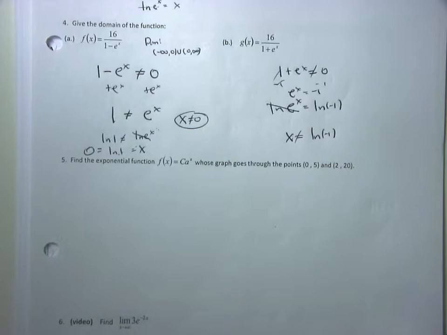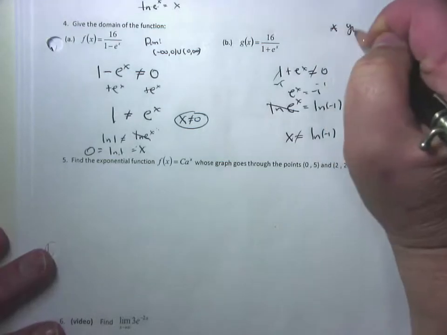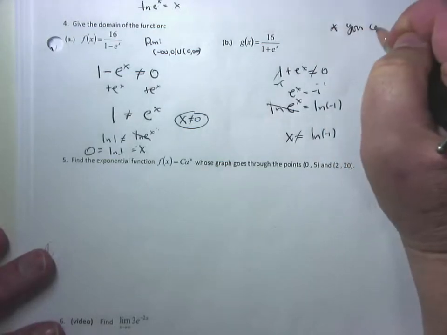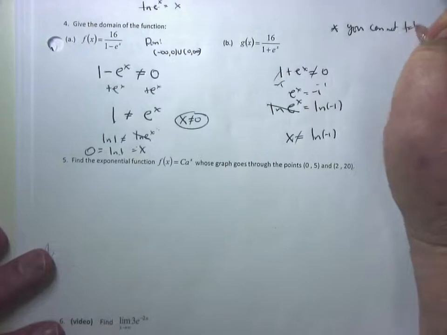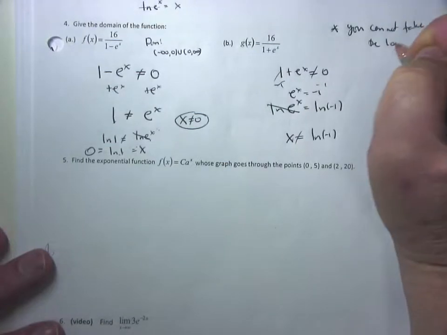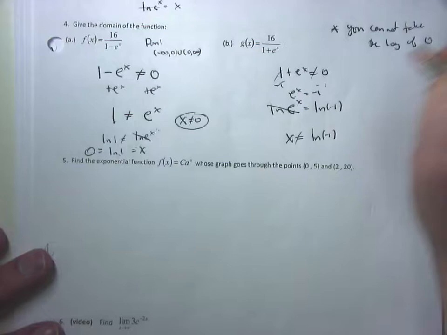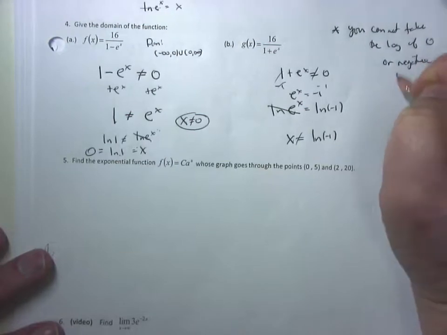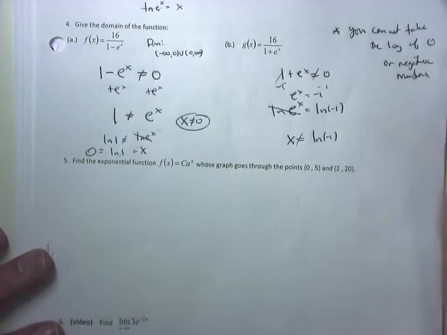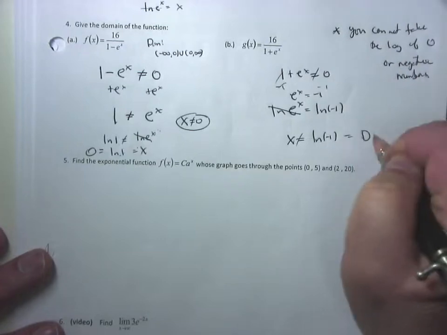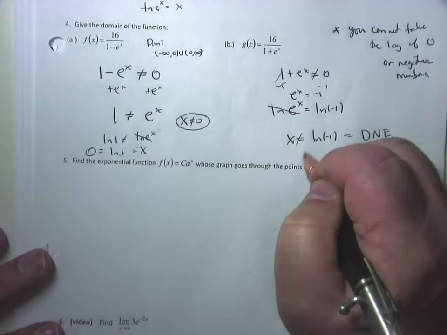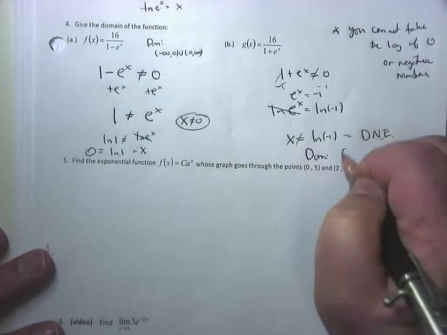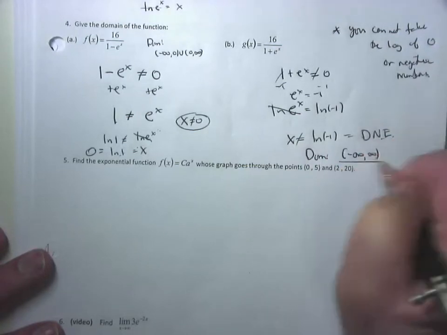Log properties. Non-real answer. You cannot take the log, any log, of 0 or negative numbers. You can only take the log of positive numbers. This thing does not exist. So the domain is actually -infinity to infinity, all real numbers.